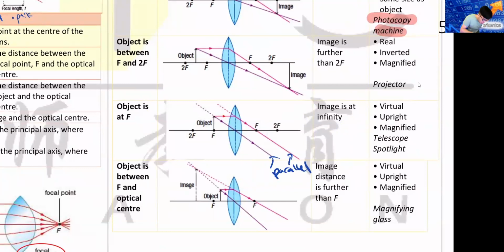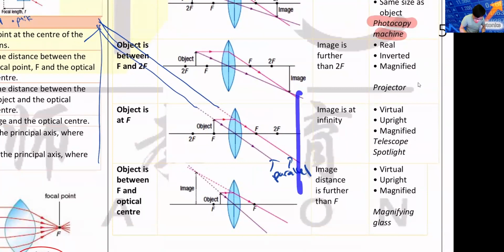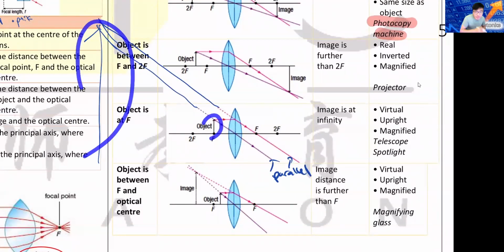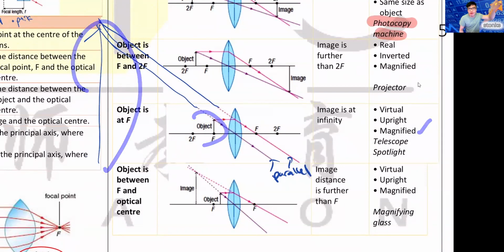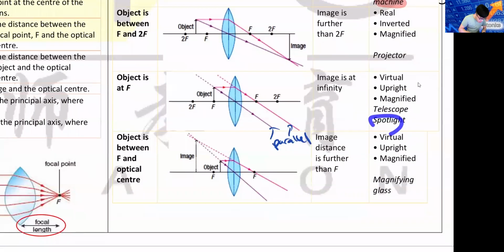Maybe they will meet somewhere very far away, like here, then you see a very big image. Is there anything on the screen? No. So it's virtual, and it is upright. The image is magnified, like a few thousand times bigger. Where do you see this? You see this in the spotlight. Even if your car has a spotlight, it looks something like this.